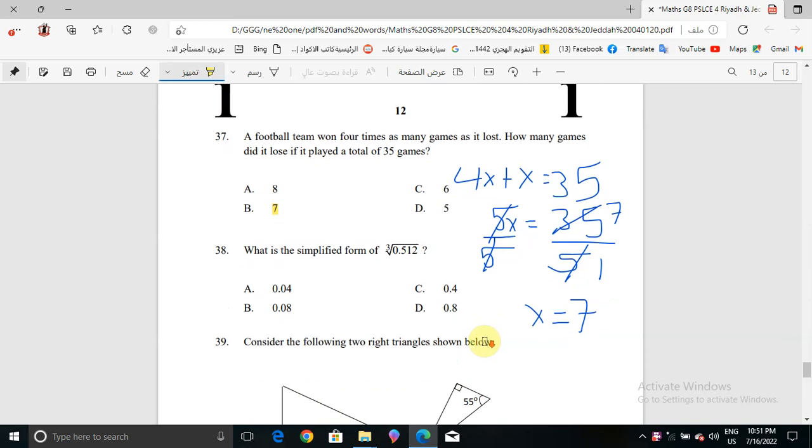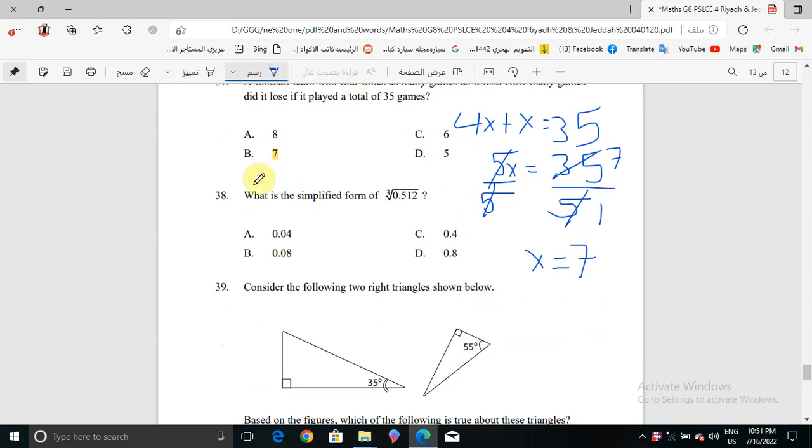Now question number 38, what is the simplified form of the cube root of 0.512? Here it will be 0.4 or 0.8 or 0.004. Actually the correct answer will be 0.8. Why? Because if you multiply 0.8 times 0.8 times 0.8, it will be 0.512. So the correct choice for question number 38 will be choice D.